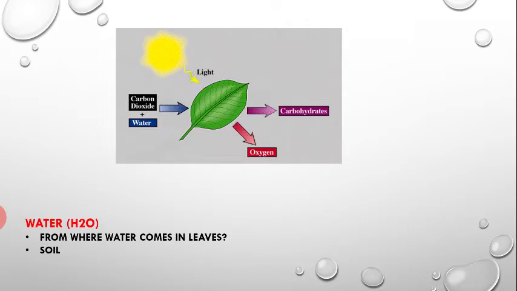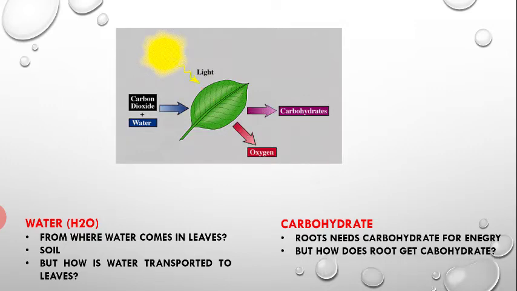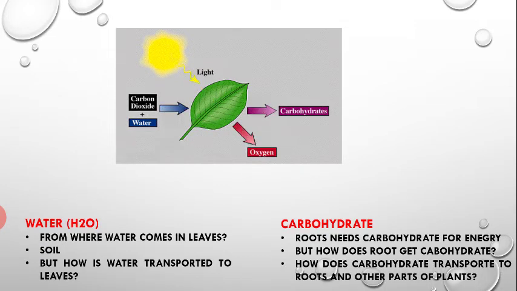The answer can be soil, but the next question arises: how is this water transported to the leaves from the soil? In the same way, the end product of photosynthesis is carbohydrate, and the root also needs carbohydrate to produce energy so that it can carry out its functions and processes. So the question arises: how is this carbohydrate transported to the root from the leaves? So let's discuss the transportation of water and carbohydrate in plants.